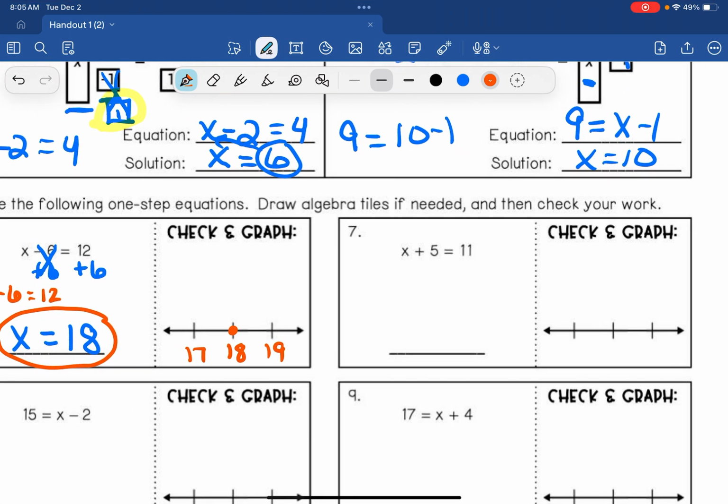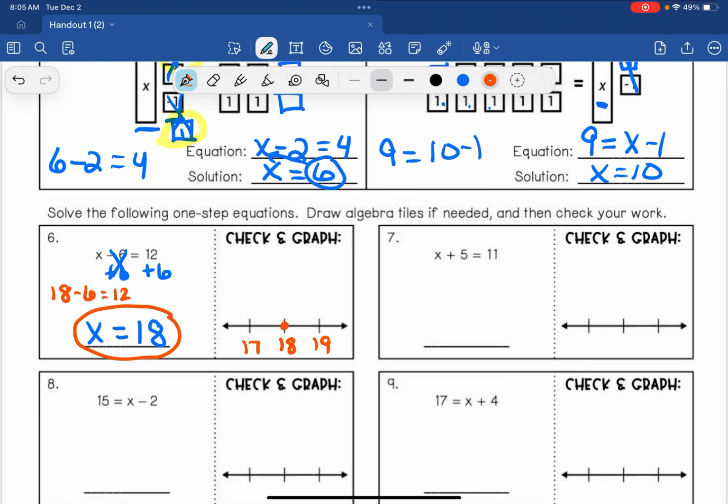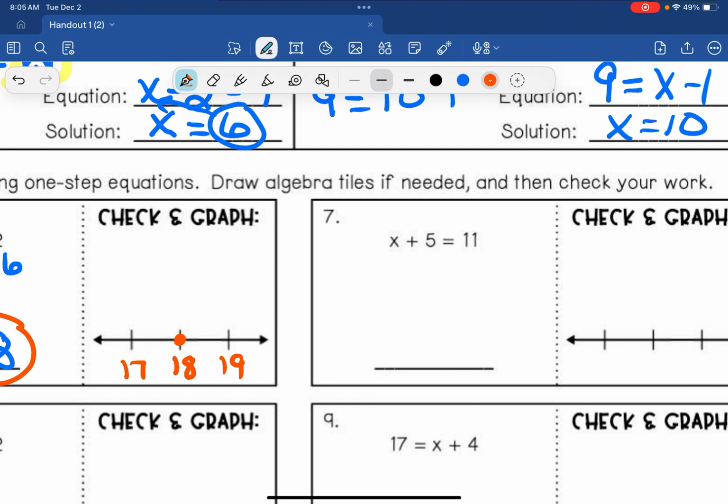All right, let's go over here and look at number 7. So the last one, we did the opposite, which was adding 6. Well, what is the opposite of adding 5? That's right, so taking away 5, subtracting 5. So we're going to minus 5 from this side to get that x by itself. Remember, whatever we do on one side of the equal sign, we're keeping it balanced. We're going to subtract it on the other side.